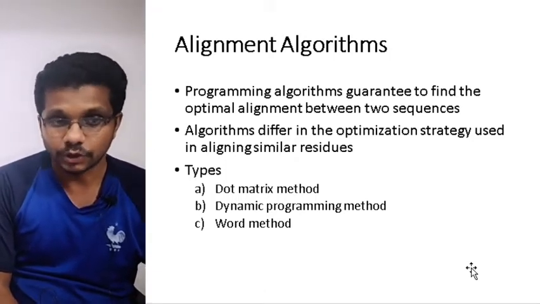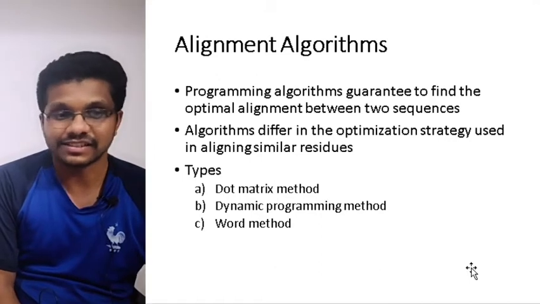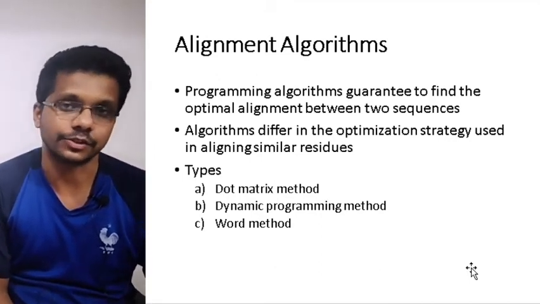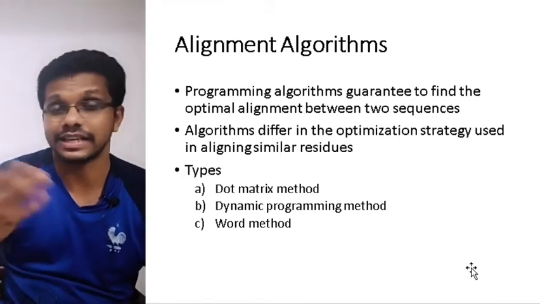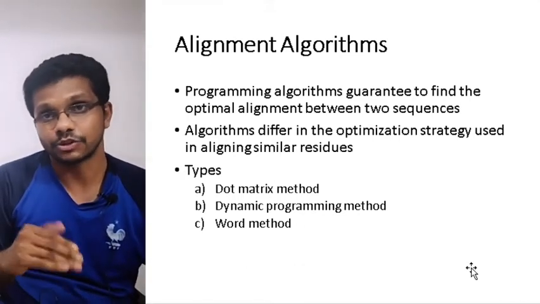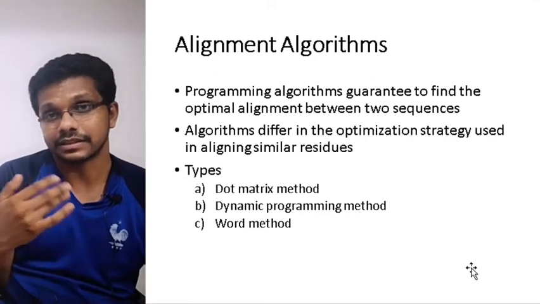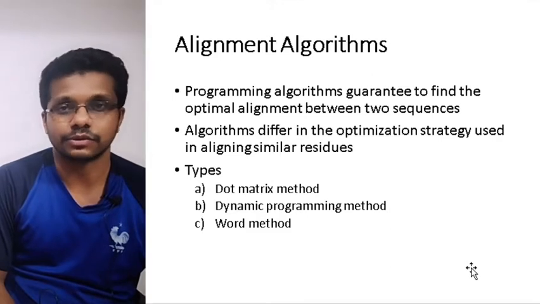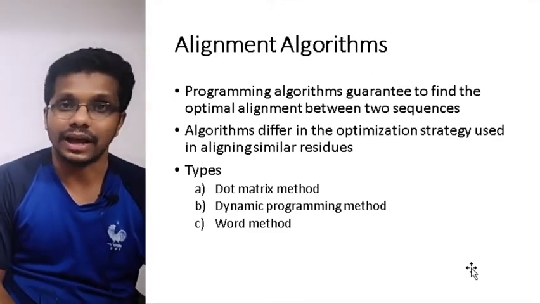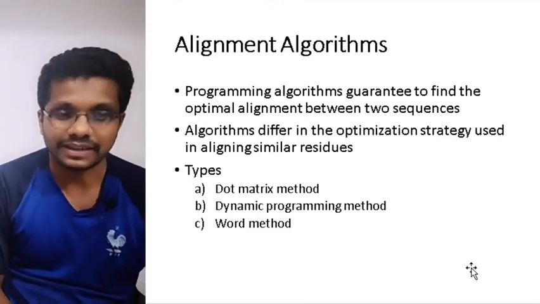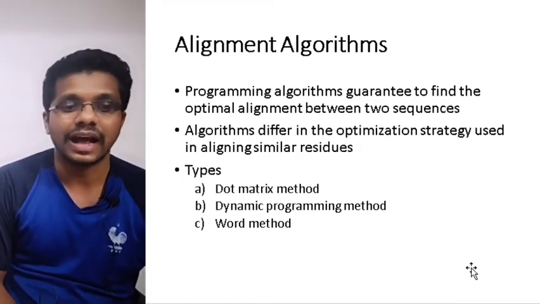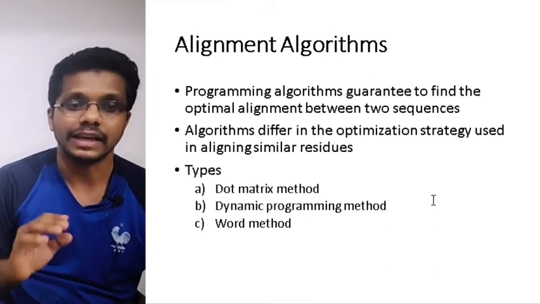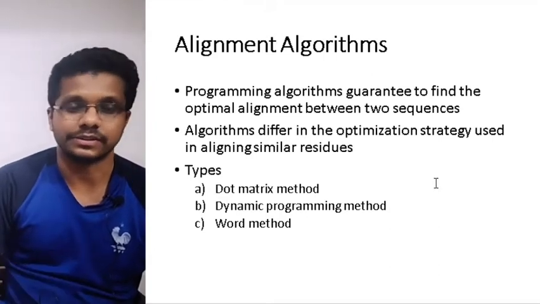Algorithms differ in the optimization strategy used for aligning two different sequences. So we have different types of algorithms which can be used for alignment, and based on our applications, we should use different algorithms. There are three different types of algorithm which can be used for local alignments, which include the dot matrix method, the dynamic programming method, as well as the word method. And I am going to give a brief idea about all of these algorithms.